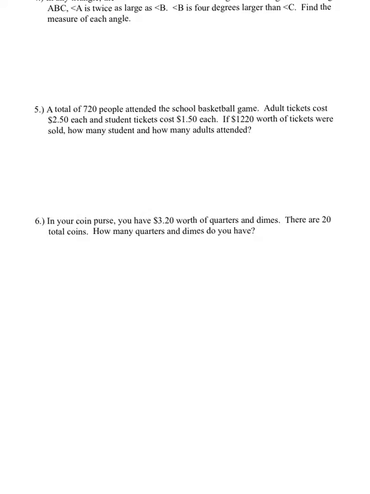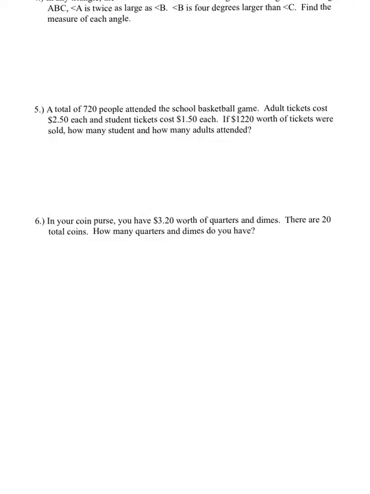Cost value word problems are a lot like the number word problems, where you're going to have two things being compared to each other, but they're going to be compared two different ways. So if you look at the first one, it says a total of 720 people attended the school basketball game. Adult tickets cost $2.50 each, and student tickets cost $1.50 each. If $1,220 worth of tickets were sold, how many students and how many adults attended?